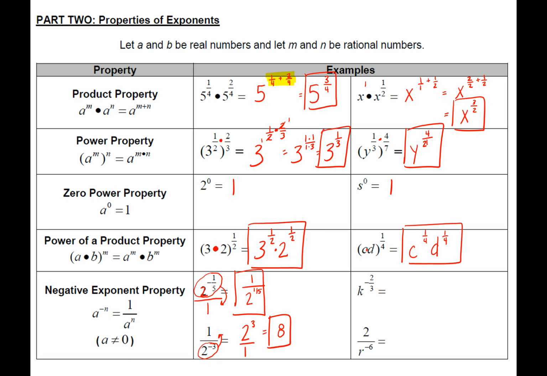With variables, we're going to have the same premise. So this k base is over 1. So when it moves to the other side of the fraction bar, it's 1 times k to the positive 2/3, and there's a 1 up on top. And this r to the negative 6th power, when it moves up to the top, that 2 is staying there because the 2 has a positive exponent. So it's 2 times r to the 6th power. That's all over 1 because the entire denominator moved up. So it's just 2r to the 6th.